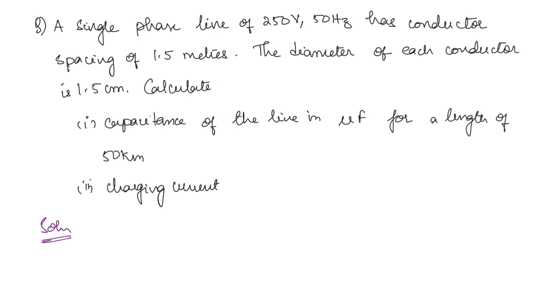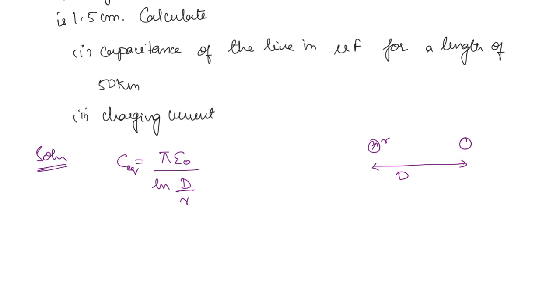So we can either use the direct formula C is equal to pi epsilon naught by ln d by r, where d is the distance between the two conductors. This is d and r is the radius of each of the conductors. Otherwise, we can also use the GMR formula.